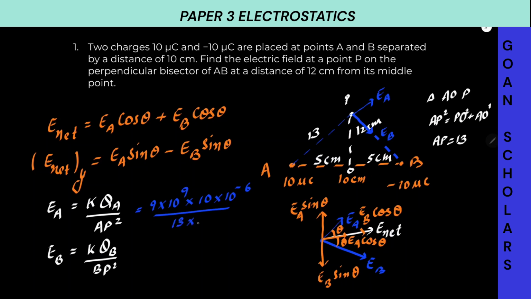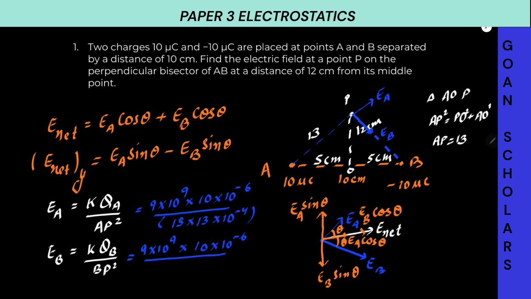So 13 into 13, and centimeter is 10 to the power minus 4. It will convert into meter. Similarly, if you put the values here, K is again 9 into 10 to the power 9. Charge at B is 10, so 10 into 10 to the power minus 6. Let me remind you once again, we don't take the negative sign. Since it is negative, our direction of arrow is downward. If it was positive, the arrow will be different. So we have already considered the negative sign in the arrow, right?